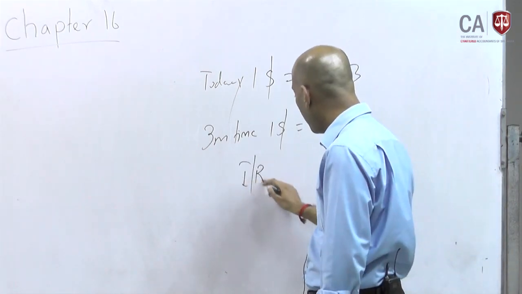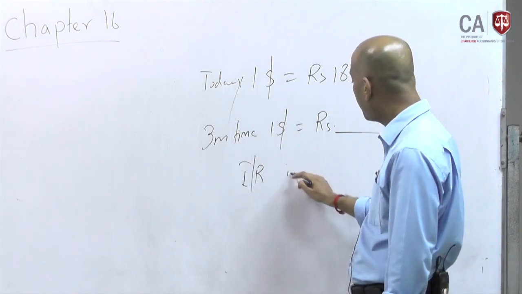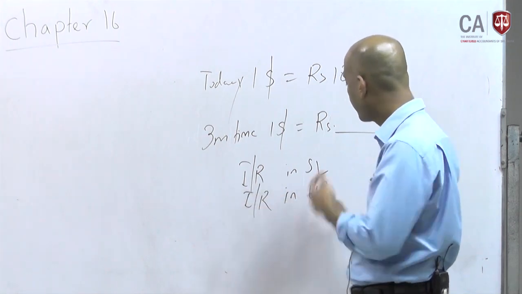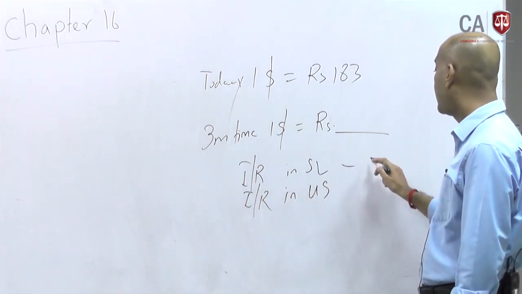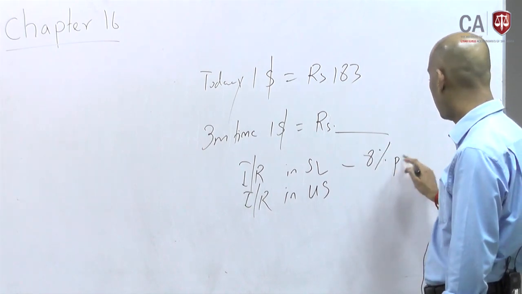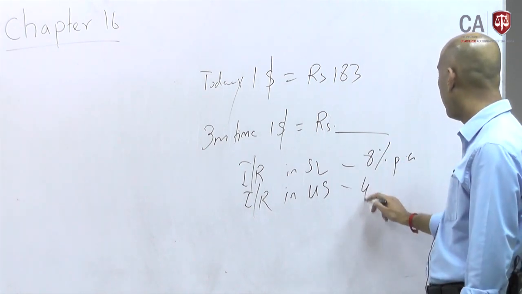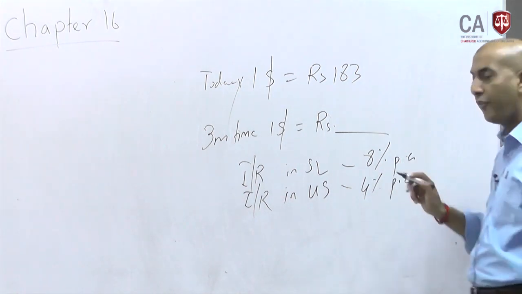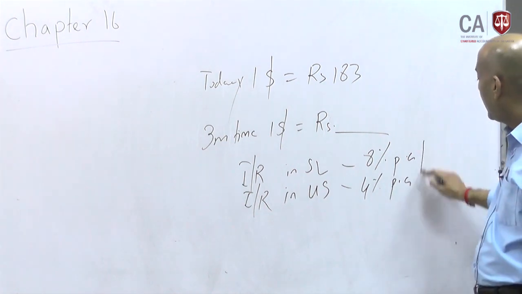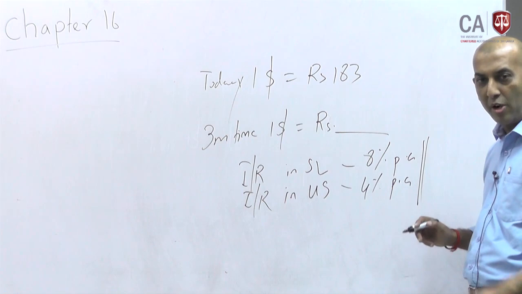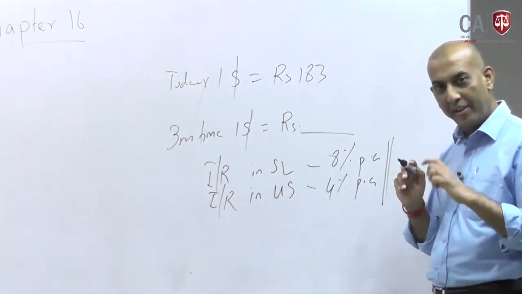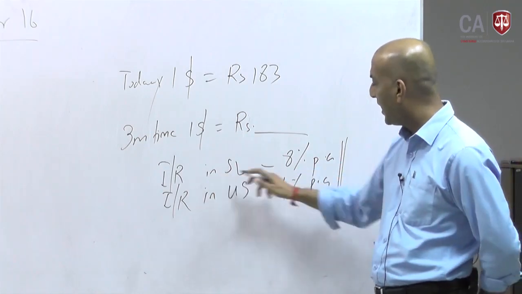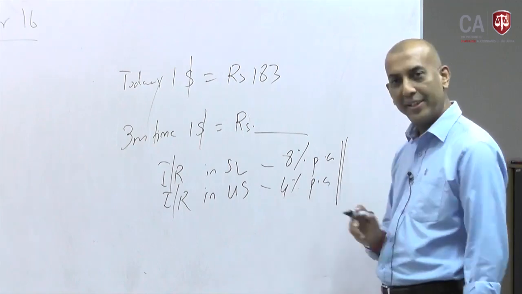Interest rates, I am going to take the interest rate parity theory. Interest rate in Sri Lanka, interest rate in USA. In Sri Lanka, say the interest rate is 8%, US dollars say 4%. You will see the formula in the study pack for how to calculate this number. I am not interested in calculating the number, that you can see. What you need to understand: Sri Lanka interest rate 8%, US interest rate 4%.